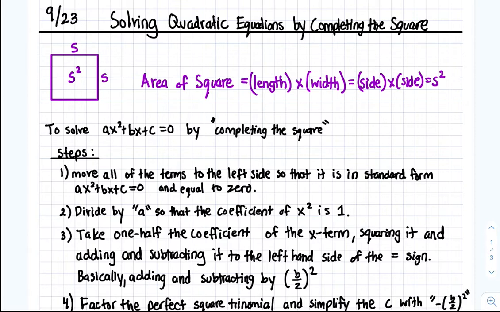So basically, when we complete the square, you are looking for something times itself. You're looking for something times itself, and then from there we are going to solve. So, to solve ax squared plus bx plus c is equal to 0 by completing the square.